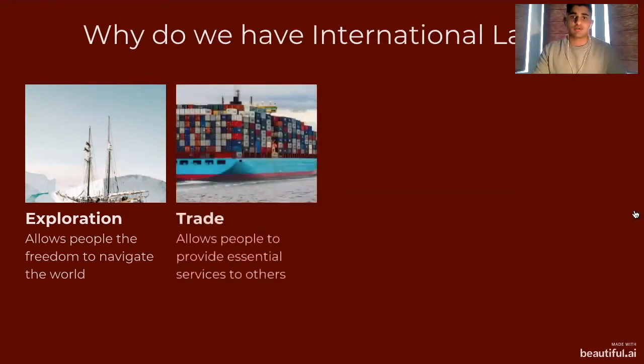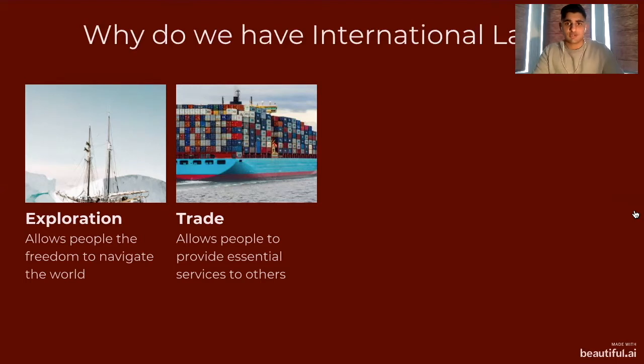For trade, it's almost essential. And actually, this is one of the fundamental reasons for international cooperation in the first place. If you want to provide essential services to others, say you have a groundbreaking medicine that will cure malaria that's been developed in Germany, yet in Germany there are very few cases of malaria. Well, it would make a lot of sense for that medicine to be traded for profit to countries, for example, in Africa, where malaria is still a huge problem. So it's essential for trade.